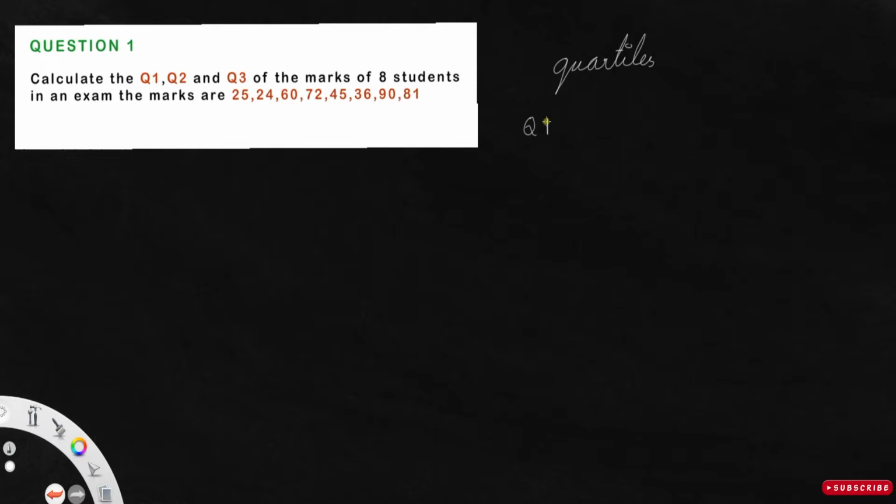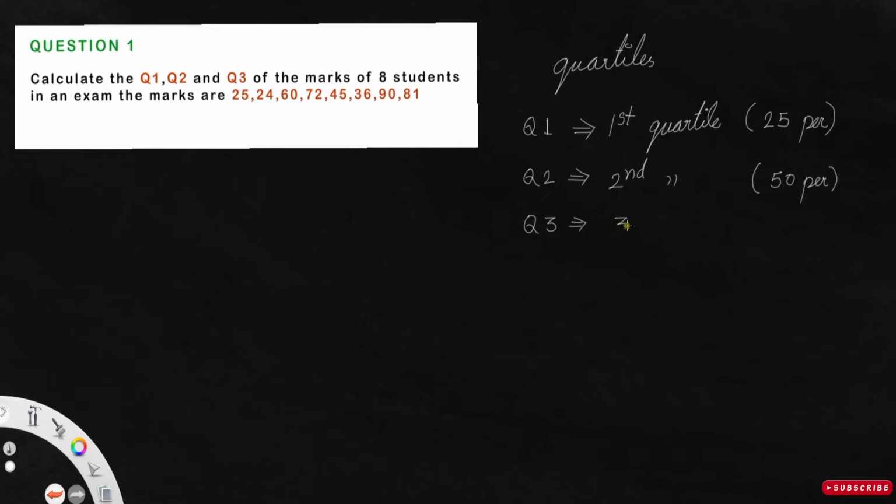Here Q1 stands for the first quartile. That basically means 25 percentile. In terms of percentile, it is 25 percentile. And Q2 means the second quartile, that is actually 50 percentile. And Q3, the third quartile, which is the 75 percentile. We usually have these three quartiles, Q1, Q2 and Q3. Q2 is also called the median.